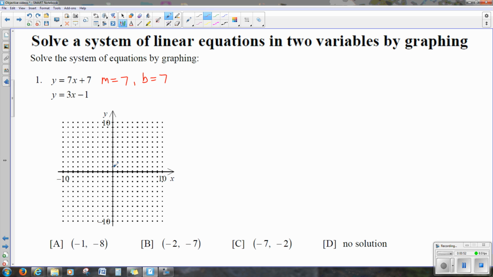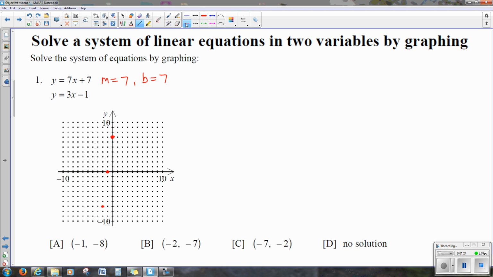So I come down onto the graph, plot my y-intercept at positive 7. And now if I try to rise 7 and run 1, I'm going to fall off of the graph here. So instead we're going to go down 7 and then go backward 1. I'm going to go down 7 again and backward 1. Okay, so I ended up with a positive slope, and it's quite steep. It's a slope of 7.